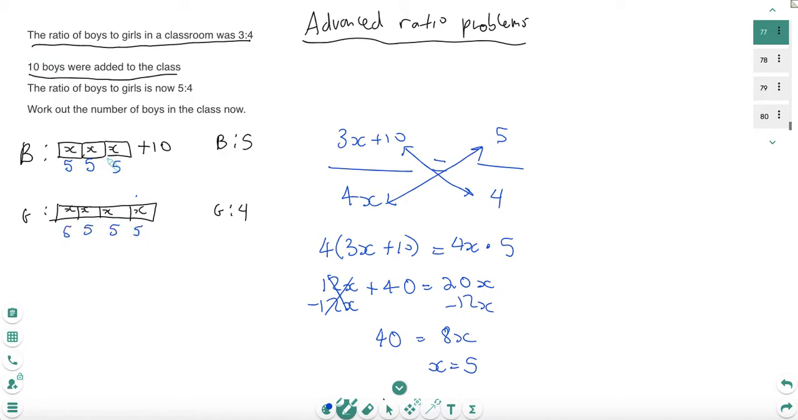So, how many boys were there originally? Well, 5, 5, 5 is 15. And then we added 10 more boys. So there's 25 boys now. Okay? And that's how we solve this problem.